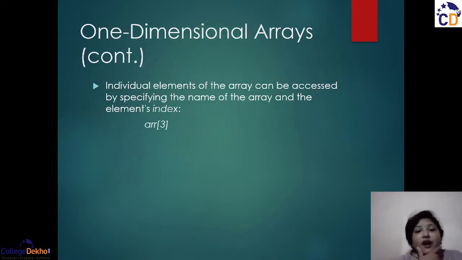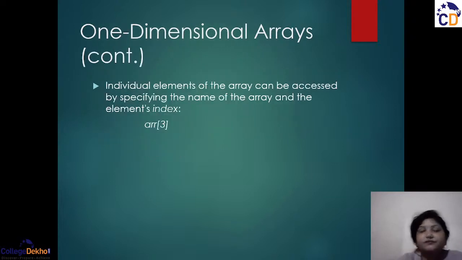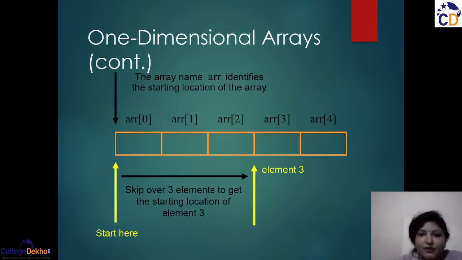First of all, understand how it is defined. Suppose I have given ARR size 100, right? So let us move to this. Individual element items of the array can be accessed by specifying the name of the array and the element's index. Now what is the element index? Let me tell you what is element index.